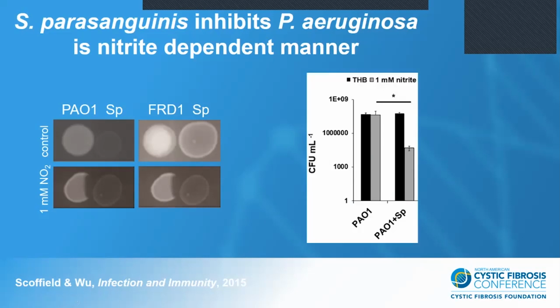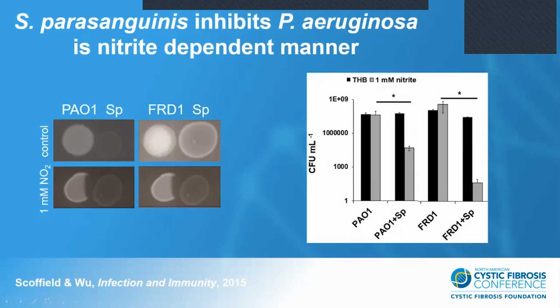When we co-culture these together in liquid culture, we got similar results. These are CFUs of PAO1 when it's grown by itself plus or minus nitrite, and then when you add Strep parasanguinis. You see a reduction in PAO1 viability when nitrite is supplemented in the media. Similar story for FRD1, but what was interesting about this particular piece of data is that FRD1 is a lot more sensitive to the effects of nitrite and parasanguinis compared to PAO1, the acute isolate.